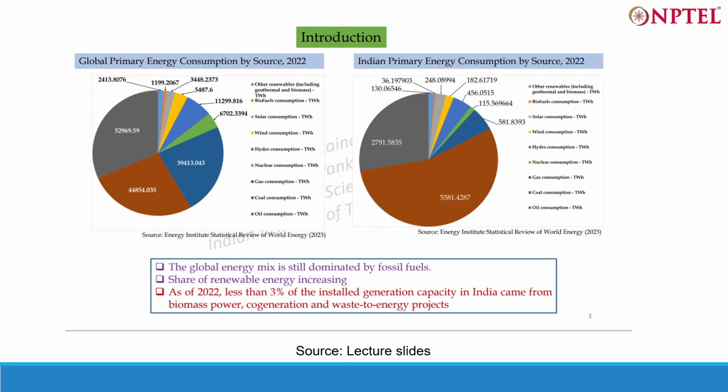Okay, so this is the global primary energy consumption by source. This figure represents contrasting details about how energy is being used globally and in India. You will see some major differences. I want you to focus on this figure for one or two minutes so that you can see how the world is using primary energy and how India is using primary energy.